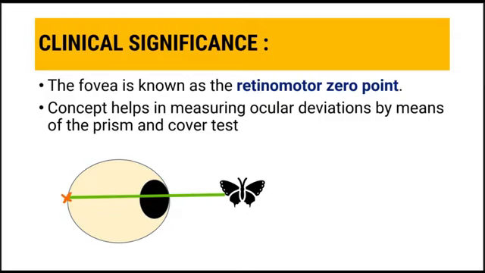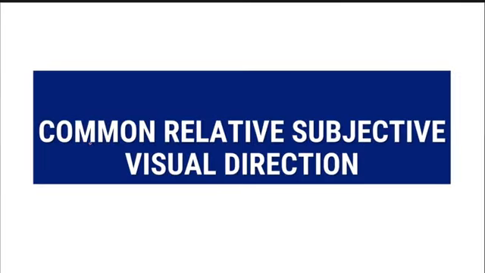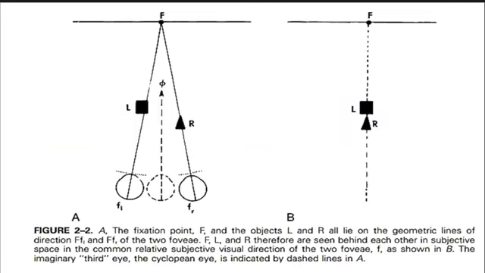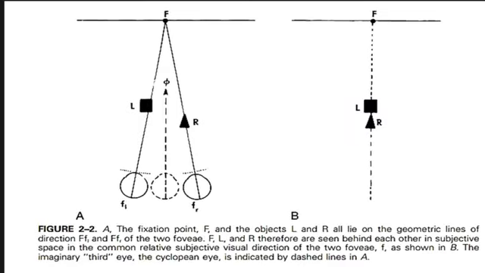And here the basic principle underlying the prism cover test is also dependent on these retinomotor values of the retinal elements. So I hope that is clear. So that is one clinically significant point. Let's try to understand what is meant by common, relative, subjective visual direction. Now all these words and terms are a mouthful, but they are very easy to understand, trust me. Now let us try to understand this complicated term with a very simple diagram.